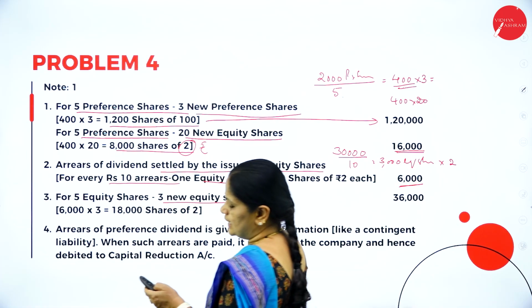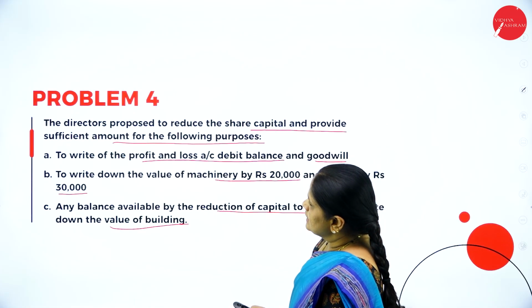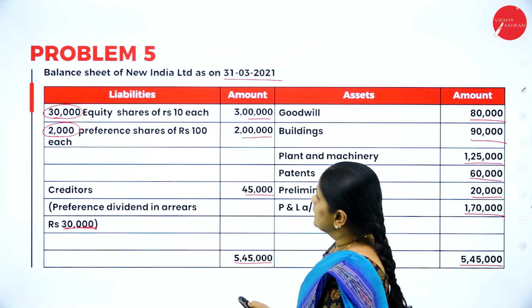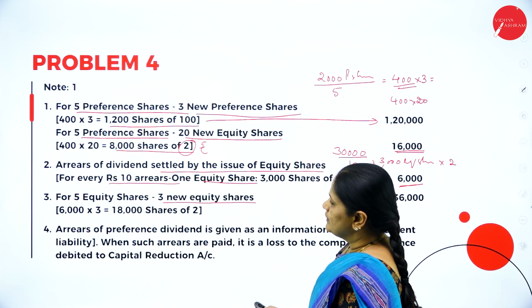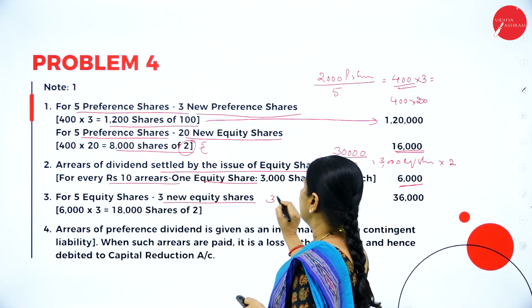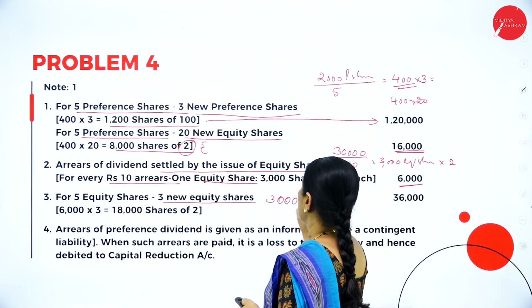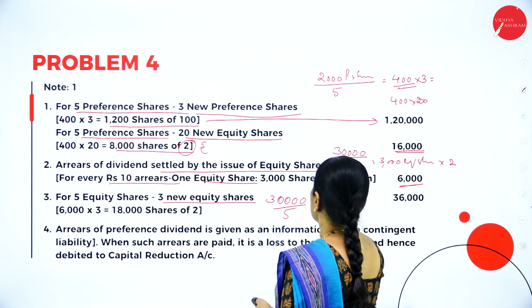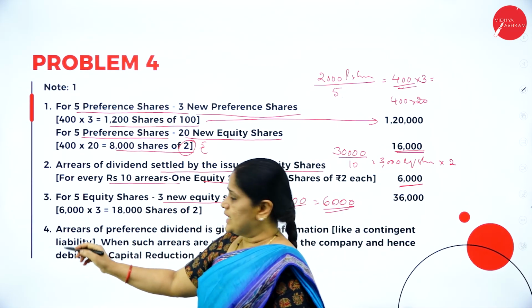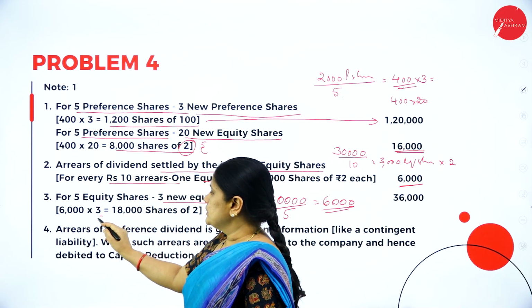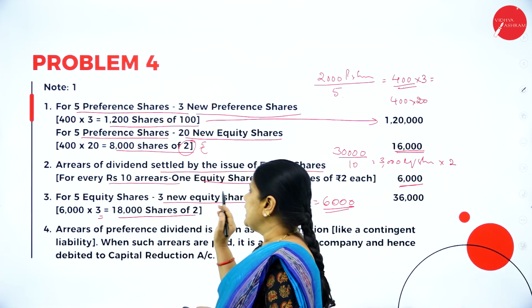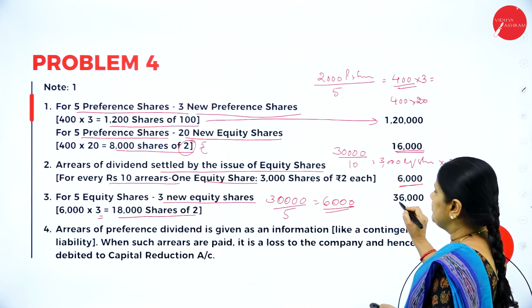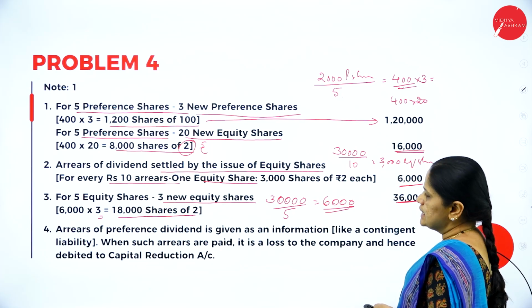So if you can see here in the balance sheet, how many equity shares are there? 30,000 equity shares. So out of that, they have told for old equity. So 30,000 divided by 5, that comes up to 6,000. So for the 6,000 equity shareholders into 3, it comes up to 18,000 shares of rupees 2. So that will be rupees 36,000.